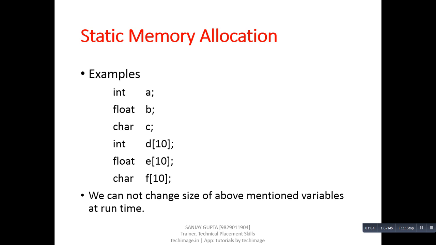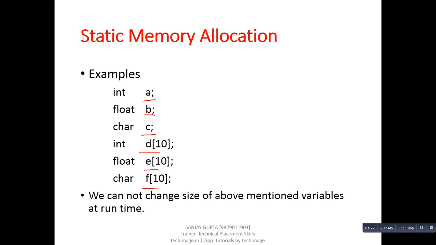There are some examples of static memory allocation. First example is integer variable A, second float variable B, third character variable C, fourth integer array D, fifth float array E, then character array F. So in all cases we cannot change the size of variables at runtime.